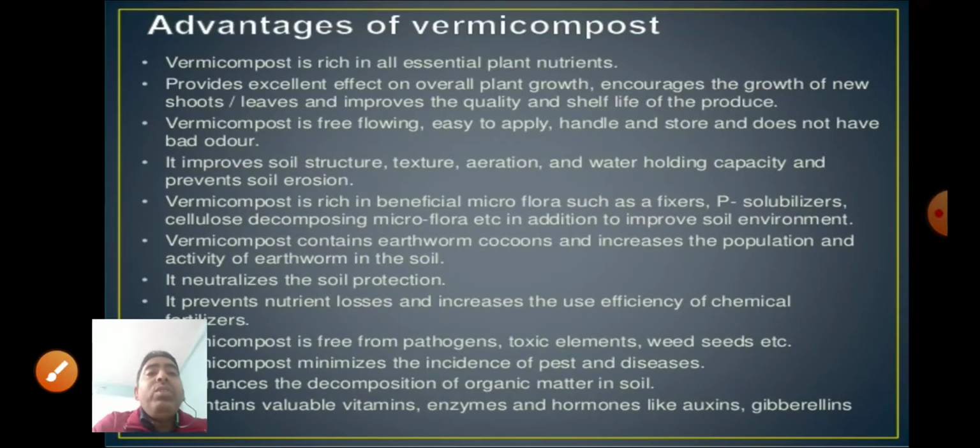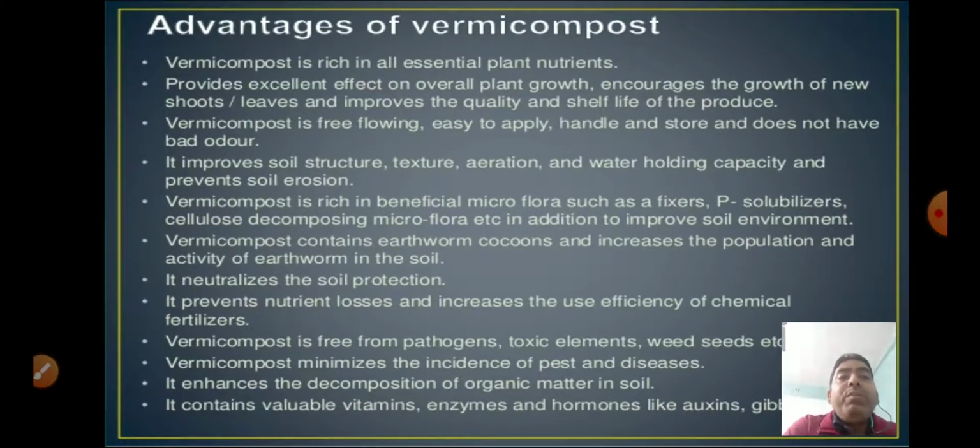Now we will see the advantages. Vermicompost is rich in all the essential plant nutrients, and it has an excellent effect on overall plant growth and encourages the growth of new shoots and leaves, and improves the quality and shelf life of produce. Vermicompost is free flowing, easy to apply, handle and store, and does not have a bad odor.